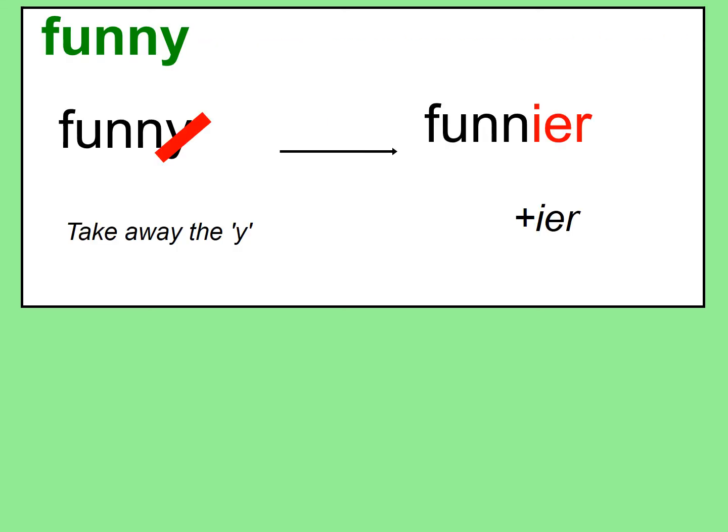So we've got the first example here. We'll look at the root word of funny. If something is funnier than something else, you need to take away the Y still, change the Y into an I, and then add er. So funny therefore becomes funnier.